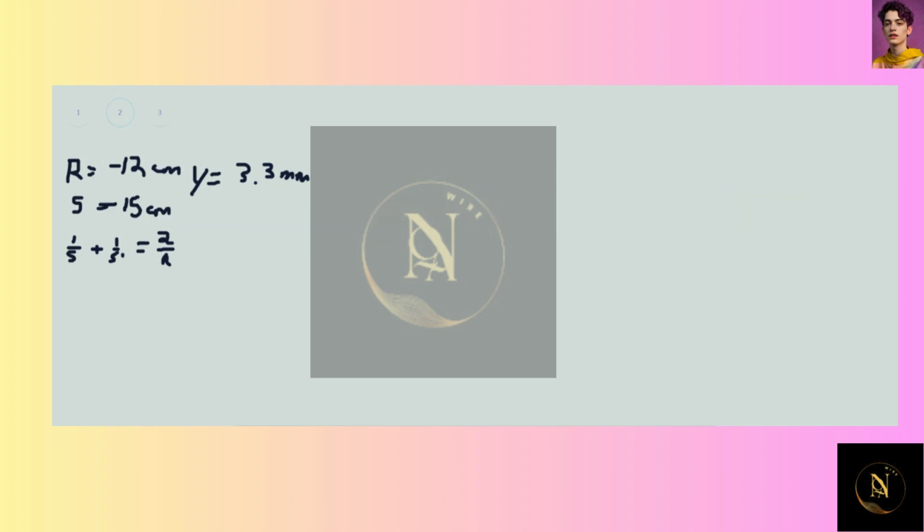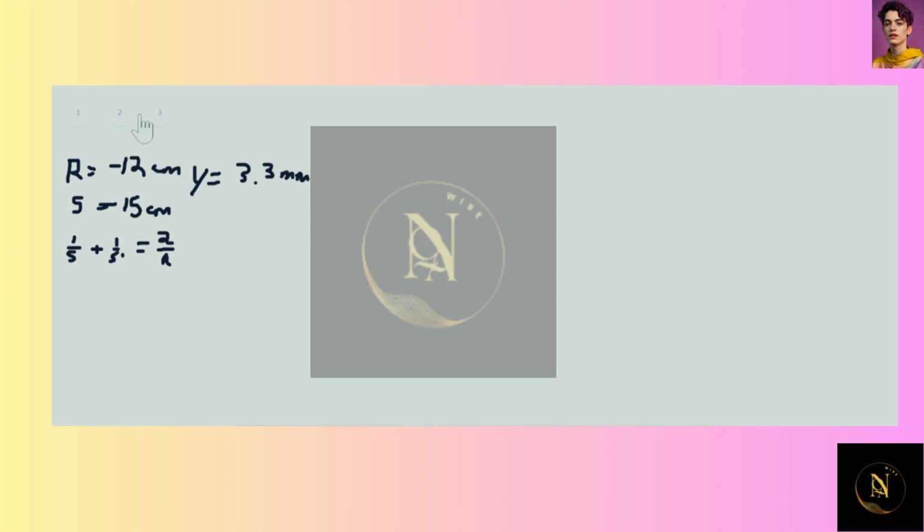Next part of the question asks, what happens if we then flip the mirror over? So it becomes a convex mirror. The only thing that changes is that our curvature radius becomes negative instead of positive. So our curvature radius becomes negative 12 centimeters. Our s stays the same. Our y stays the same, so the size of our object.